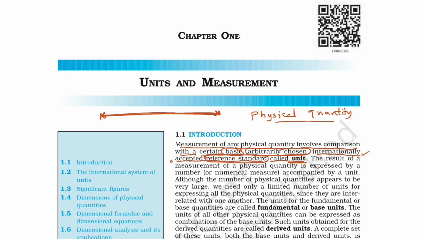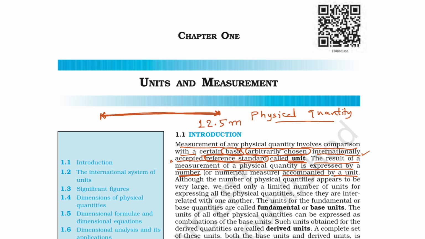Whenever we do measurement, the result of a measurement of a physical quantity is expressed by a number like 1, or any numerical value. It can be 10 meters also. So there is always a number, that is 10, 1, 125 or 12.5, something like that, accompanied by a unit, like meter. So we write it as 12.5 meter.